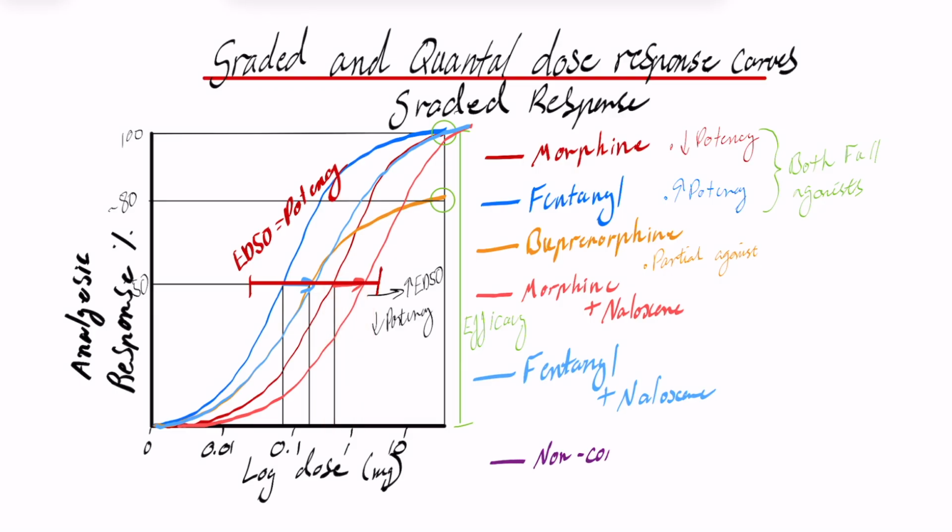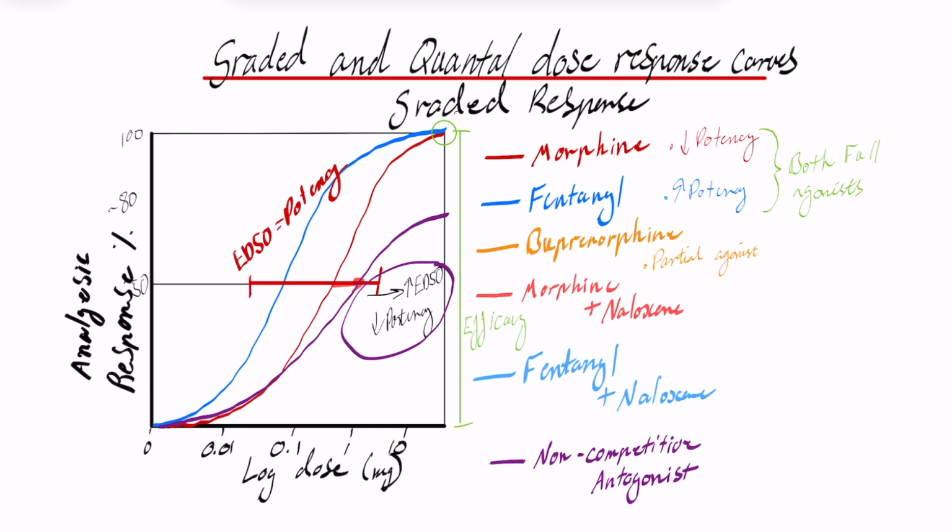But if you have something such as a non-competitive antagonist, then both the potency is decreased, so it shifts to the right, and the efficacy is also decreased because a non-competitive antagonist binds to a different receptor binding site on the same receptor, leading to negative allosteric modulation usually, which can't be overcome with increased dose of the drug.